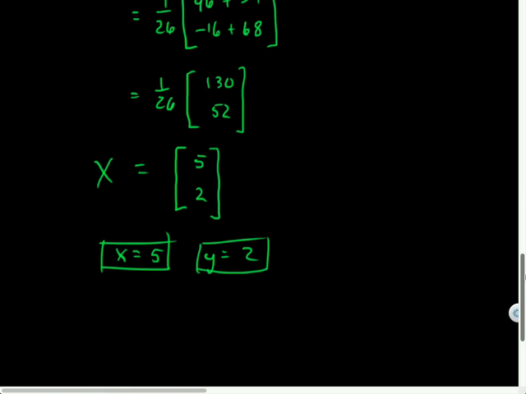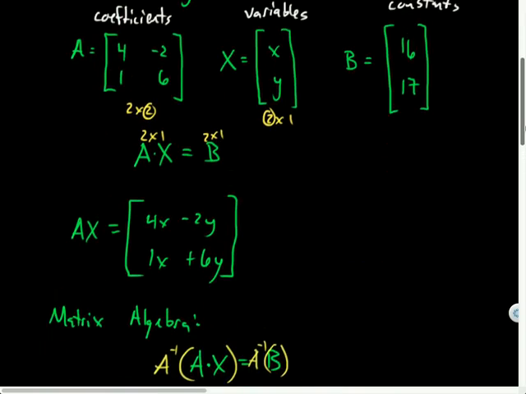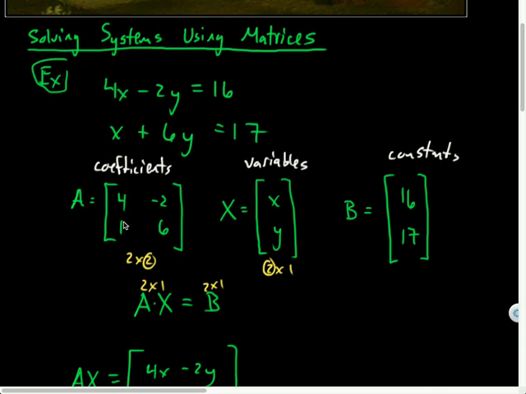So that's the idea: A inverse B will always give us the solution to a system in which matrix A was the matrix composed of the coefficients, matrix X was our variables, x and y, and matrix B was the right-hand side, or the constants. All I have to do is figure out what the inverse of A is and multiply that by B, and I get my answer.